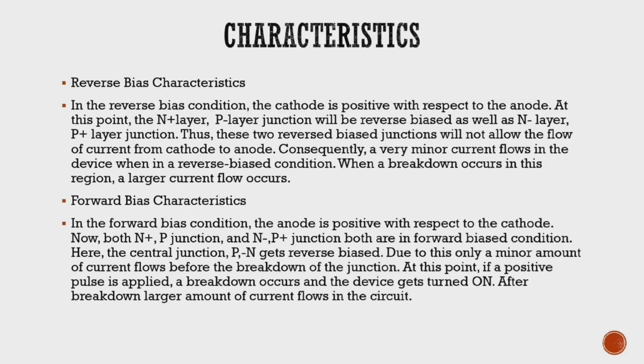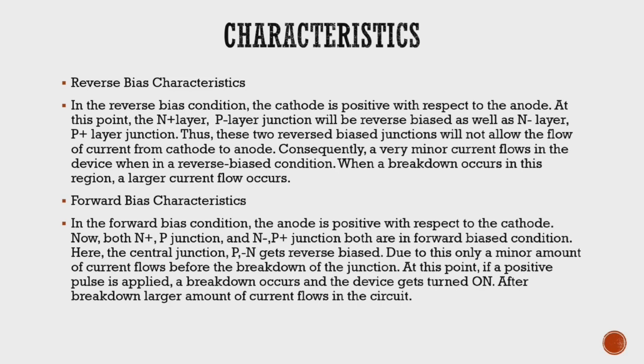Characteristics. Reverse bias characteristic. In the reverse bias condition, the cathode is positive with respect to the anode. At this point, the N plus layer, P plus layer will be reverse biased as well as N layer, P plus layer junction. Thus, these two reverse biased junctions will not allow the flow of current from cathode to anode. Consequently, a very minor current flows in the device in a reverse bias condition. When a breakdown occurs in this region, a larger current flow occurs.